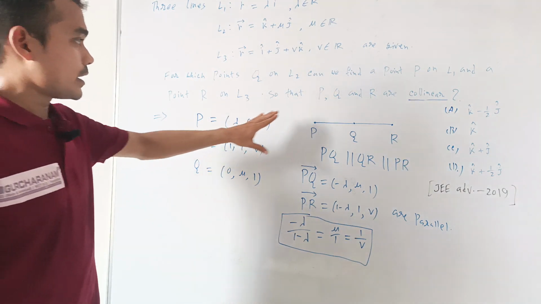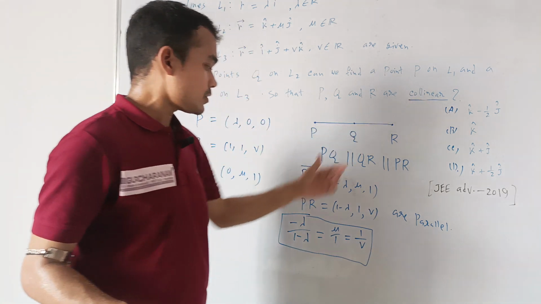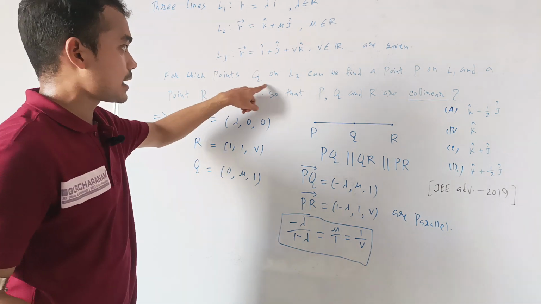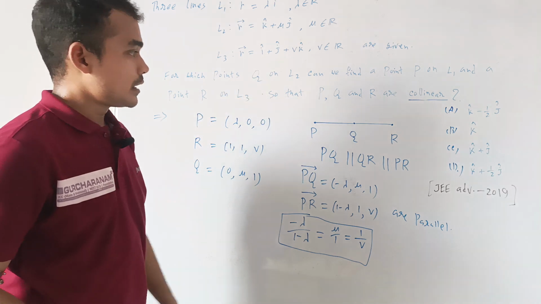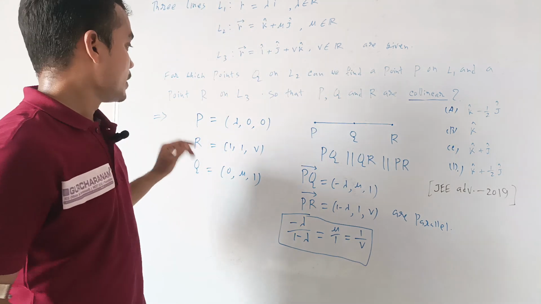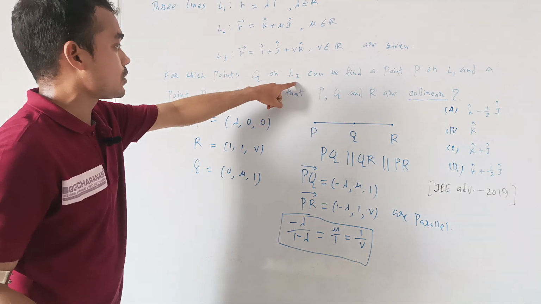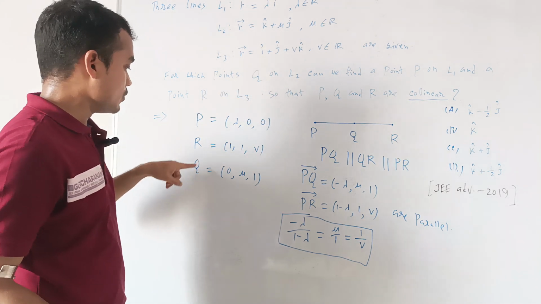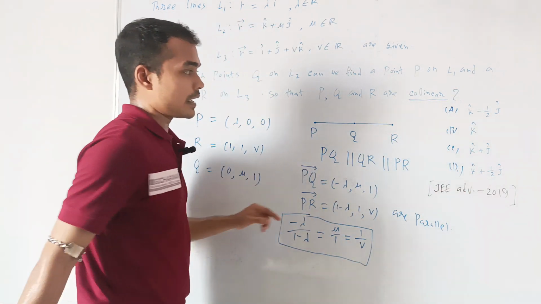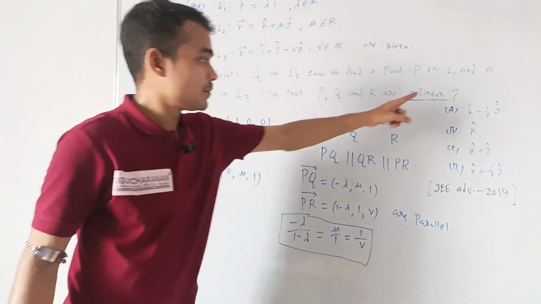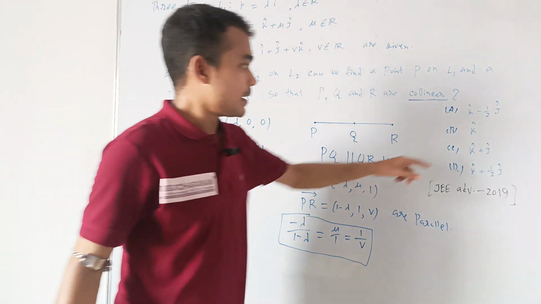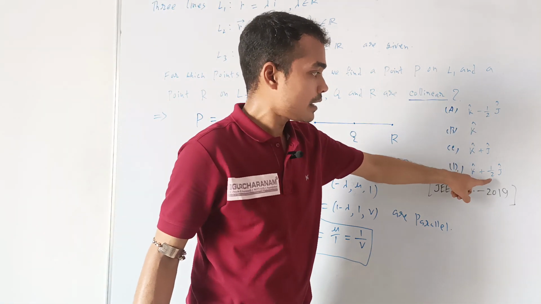Here PQR are collinear, so this property must be satisfied. But the question is asking for which point Q on L2. Here if you check all options A, B, C, D, all options lie on the line L2, because any arbitrary point on L2 is Q, and the Q coordinate is 0, mu, 1. So in all the options the I component is 0 and the K component is 1, and the J component mu varies: minus half, 0, 1, and half.